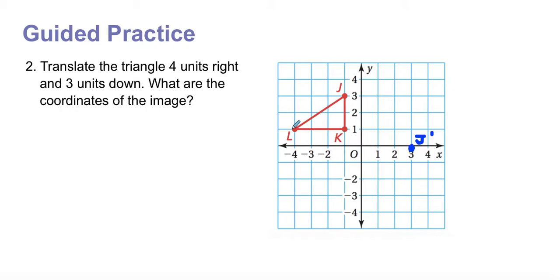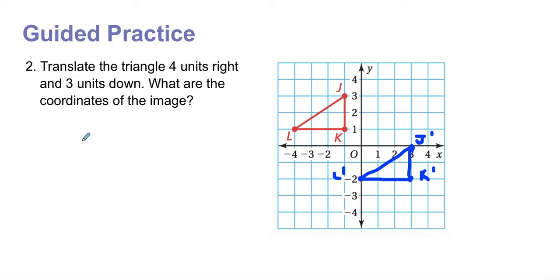Then I'm going to choose another point. 1, 2, 3, 4. 1, 2, 3. When I connect my points, I'm able to clearly see my new image.